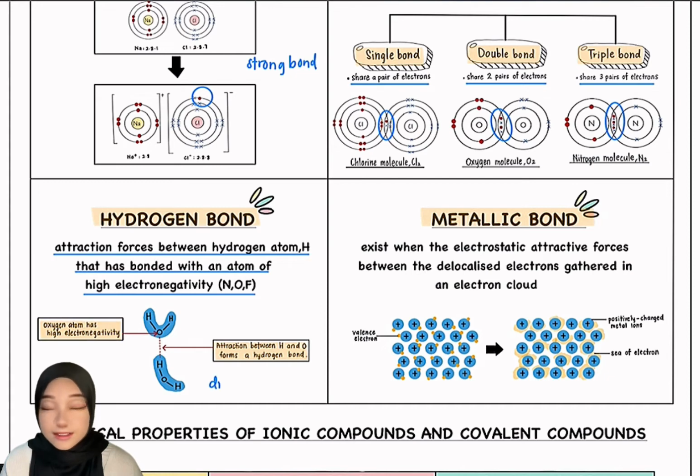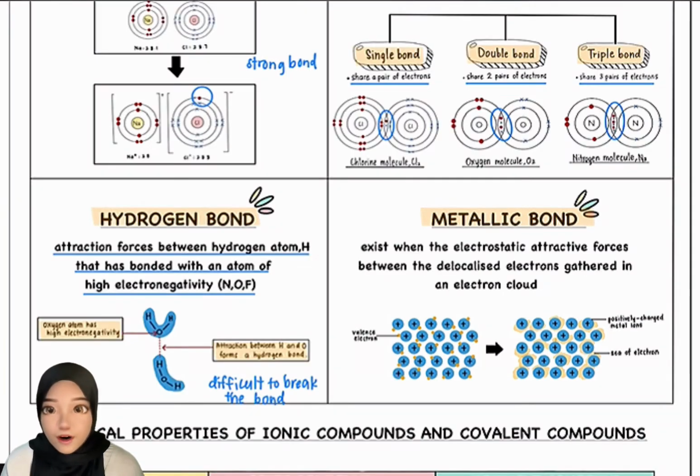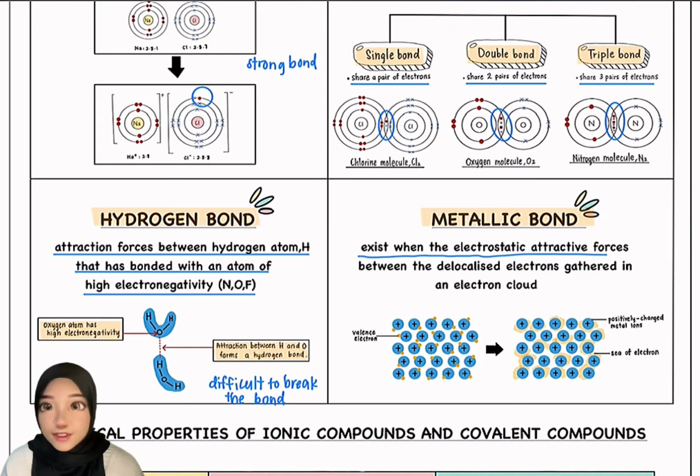Strong hydrogen bonds are difficult to break and it requires more heat energy to overcome the weak van der Waals force of attraction besides breaking the hydrogen bond itself. Now for the last type of chemical bond, which is metallic bond, it exists due to the electrostatic attractive forces between the delocalized electrons gathered in an electron cloud.